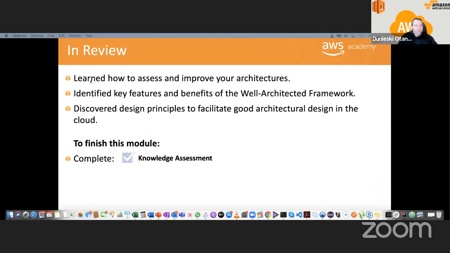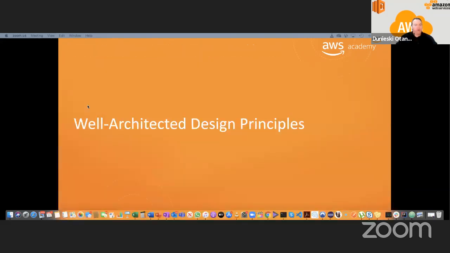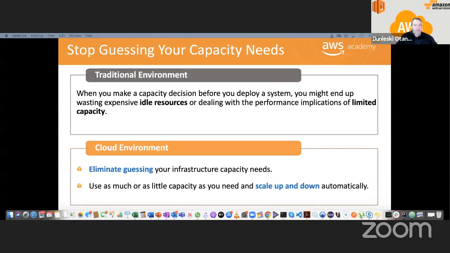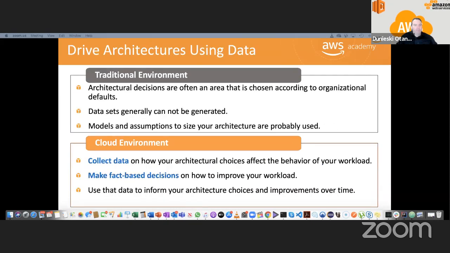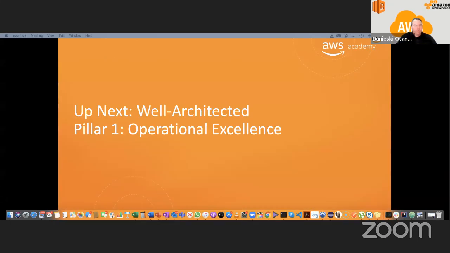So in review, we learned how to assess and improve your architecture, identify the key features and benefits of the well-architected framework, and discover design principles to facilitate good architectural design in the cloud. Now, you may say, Professor, but we saw the pillars so briefly. No, students, there's going to be a PowerPoint and a module for every single pillar. Okay, so as we go in the course, we're going to see every pillar one by one.